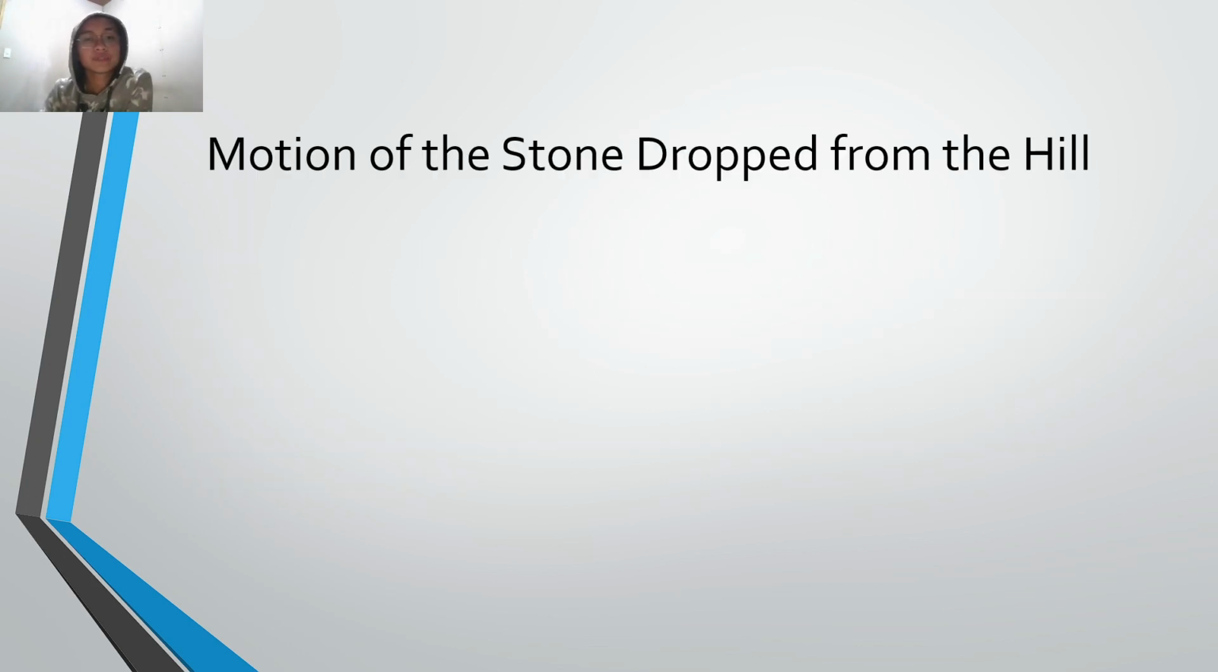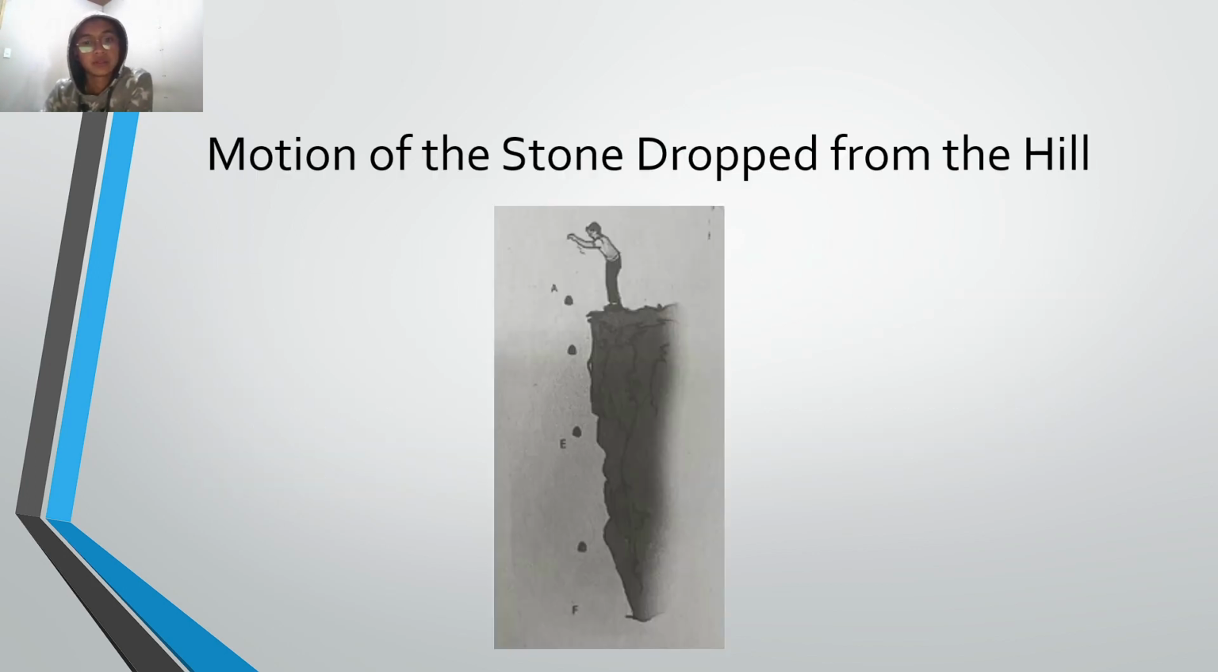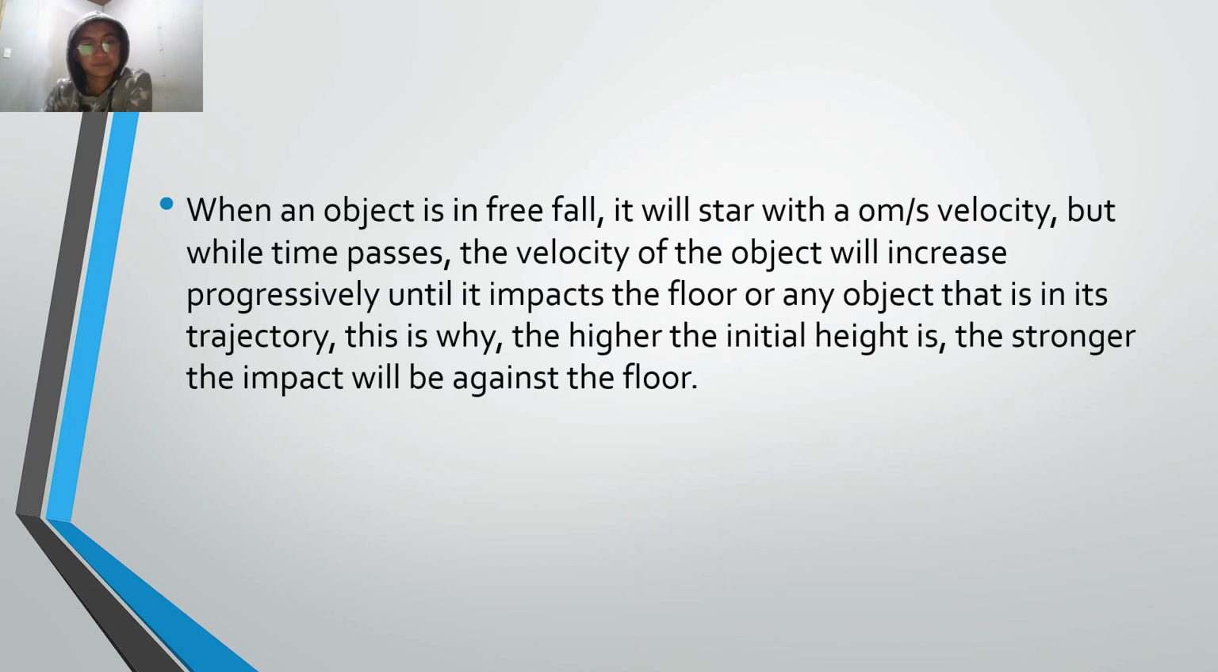So, motion of the stone drop from the hill. So, for example, nagihulog nga bato, trip lang nimo gikan sa hill or sa pangpang. So, kana siyang motion sa bato. So, at a certain point, mahulog ra siya because of its own weight. Klaro. Kana siya ang free fall.